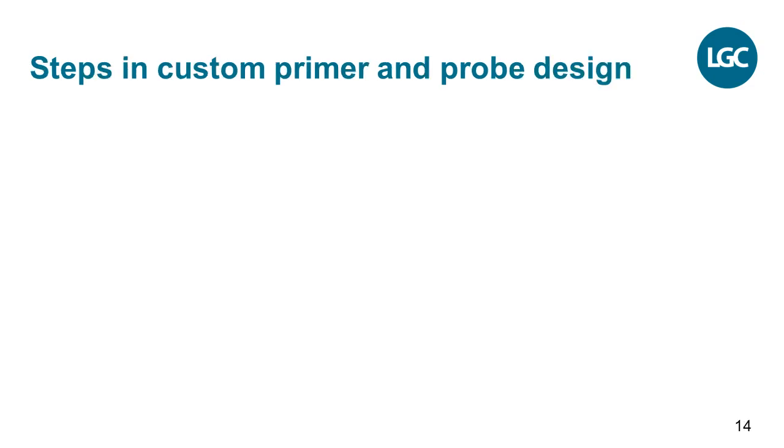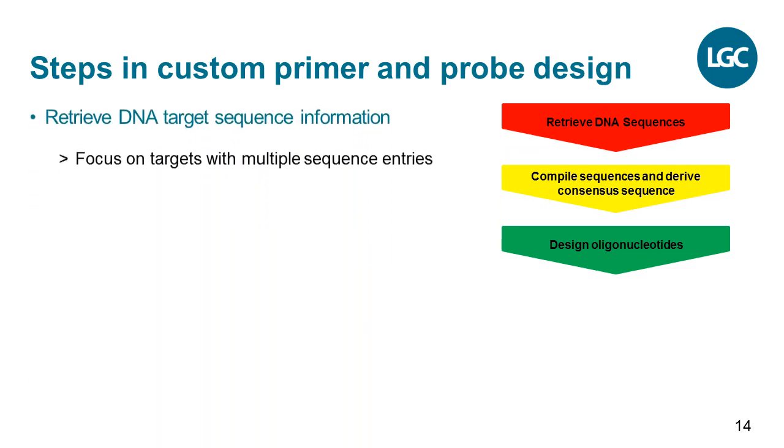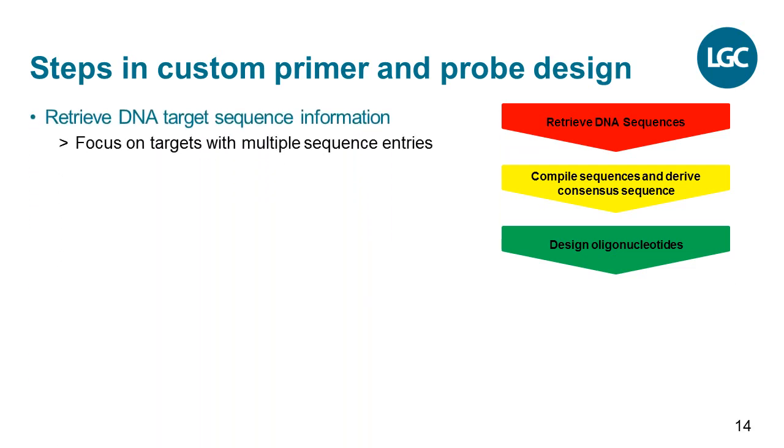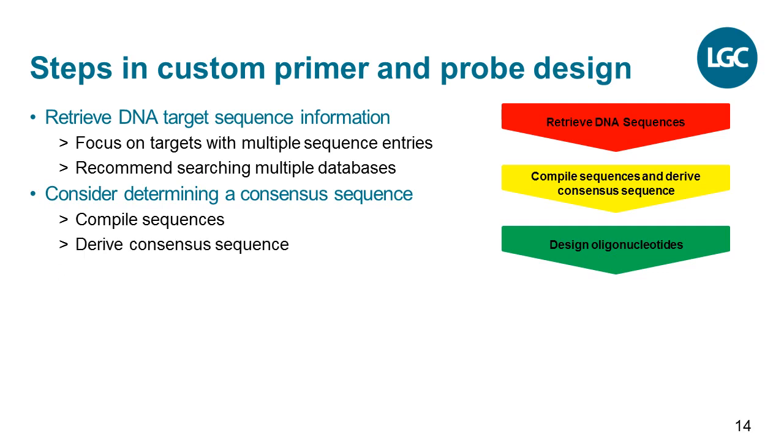The design of primers and probes is a stepwise process. The initial step is to identify a DNA target and then, if possible, to obtain multiple DNA sequences for this region. This will usually require searching multiple DNA databases. Once a sufficient number of DNA sequences have been obtained, they should be aligned using appropriate software, regions of homology and polymorphism identified, and a consensus sequence generated and exported.